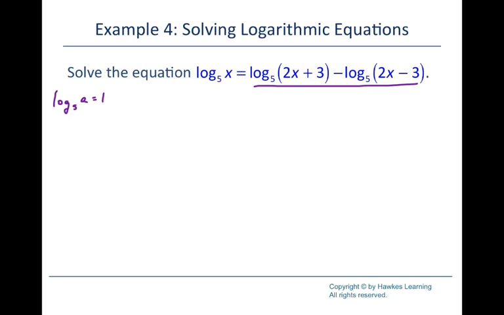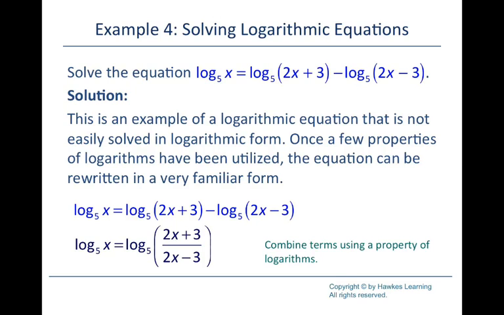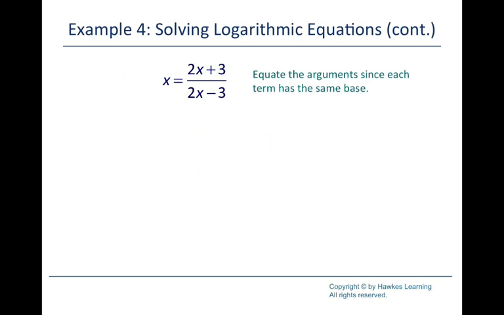It could be any base. Log base 5 of B. If the bases match, then in this case A equals B. And so that's what we're going to basically try to do with these. We're going to have log equals log, and then the arguments will equal each other. So let's look at this. We're going to write that as a quotient, like I said, because of the minus sign there. And then x is equal to 2x plus 3 over 2x minus 3.